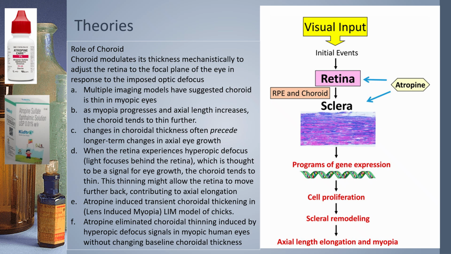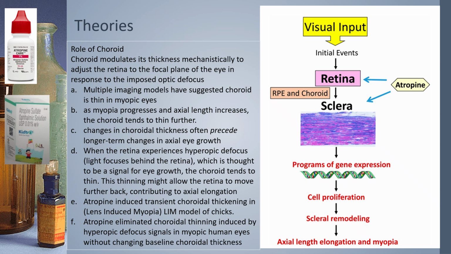When the retina experiences hyperopic defocus, the light focuses behind the retina towards the choroid. It is thought to be a signal for eye growth, and the choroid tends to become slightly thin, in a way to give way to the retina, to adjust the retina on the focal plane. This thinning might allow the retina to move back further, and that may contribute to axial elongation. Now, this is all very hypothetical, but this is what can happen.